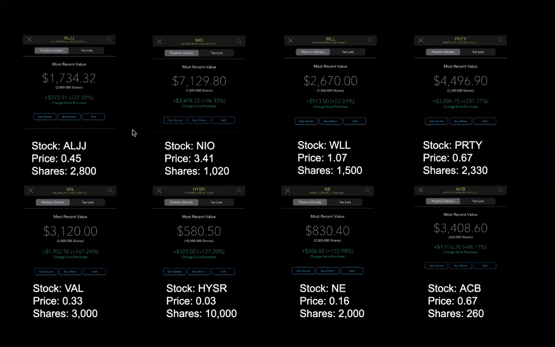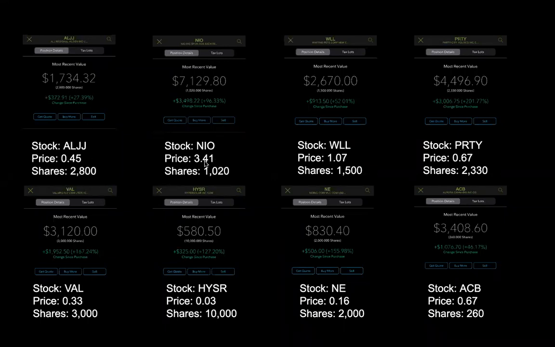But I'm going to share with you some stocks that have made me some money. And the purpose of sharing them is so you can see my strategy of using pennies to make dollars. So as we look here, I bought 2,800 shares of this particular stock, and it was a penny stock. I got it for 45 cents, 28. Look at that, I'm up.